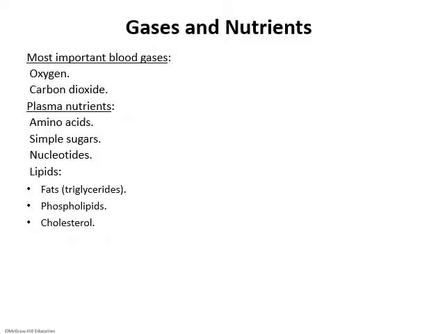Okay, so gases and nutrients. Most important blood gases are oxygen and carbon dioxide. We do have nitrogen in our blood, but it does not have any effect on the body, and the body cannot use it, so it's considered to be inert. Plasma nutrients, so amino acids, these are used to build proteins. Simple sugars are used to build carbohydrates. Nucleotides are used to build DNA, RNA, genetic material. And then lipids, we have our fats or triglycerides, the phospholipids that make up your cell membrane, and cholesterol, which has a variety of functions in the body.